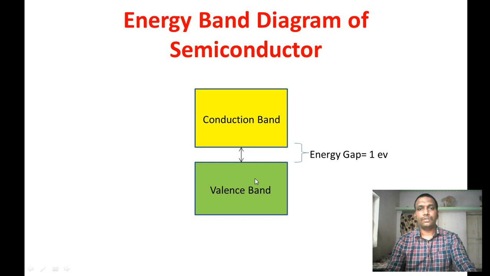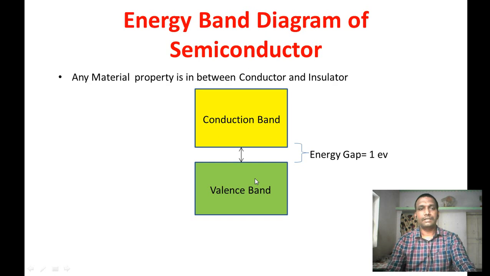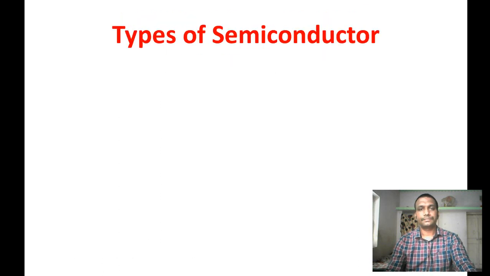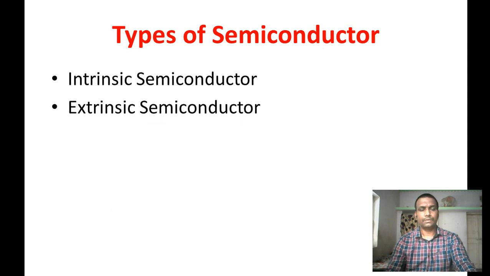So what is the definition of semiconductor? A semiconductor is any material whose property is in between conductor and insulator. So what are examples of semiconducting materials? Silicon is one of the semiconductor materials, and germanium and so on are also semiconducting materials. So what are the different types of semiconductors? Semiconductors have two types. The first type is the intrinsic semiconductor and the second type is the extrinsic semiconductor.